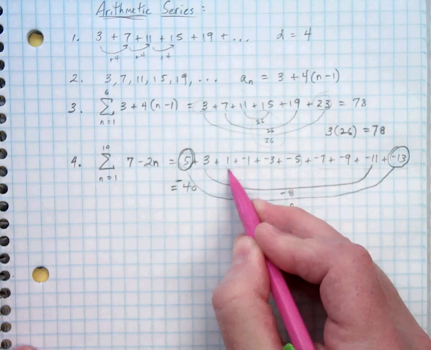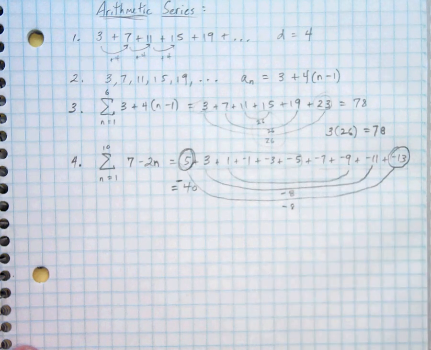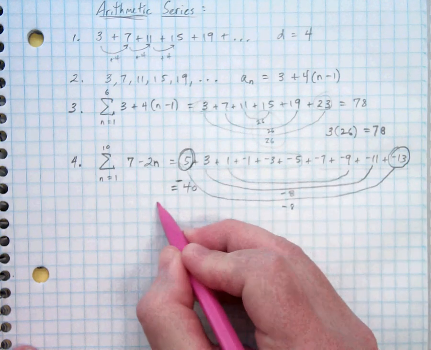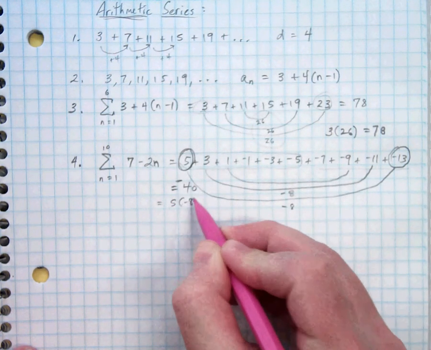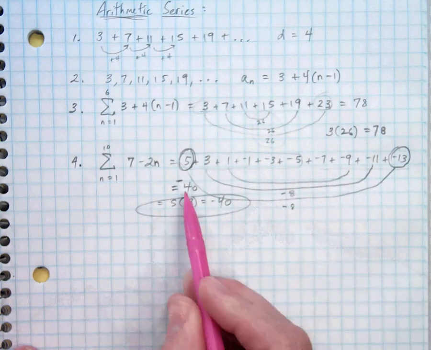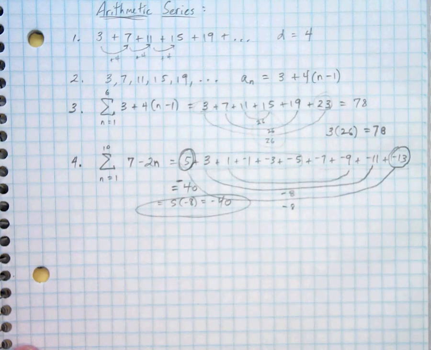And then if I add these up, I'm going to get negative 8 again. So I'm going to get 5 negative 8s. There's 10 numbers. There's going to be 5 of these negative 8s. So the answer is 5 times negative 8, which is negative 40. So that's the same answer as here, but using the shortcut.